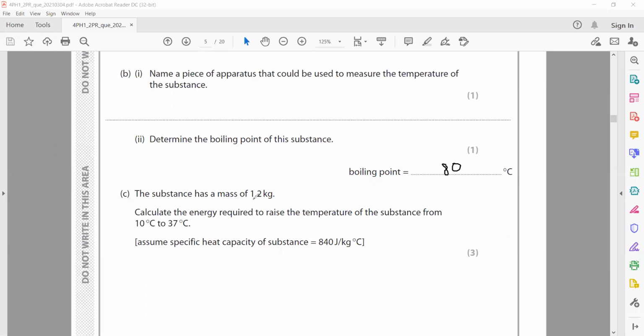A substance of mass 1.2, calculate the energy required to raise the temperature from 10 to 37, given the specific heat. We have the formula E equals c m delta T. C is the specific heat, which is 840, m is the mass, which is 1.2, and the temperature change is 37 minus 10. This gives us the energy in joules, which will be 27,000 joules.